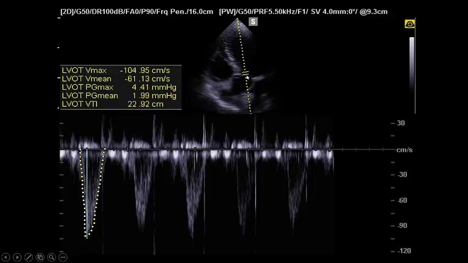And putting the pulsed wave Doppler here at the LVOT to determine the stroke volume, the LVOT VTI, which is the surrogate of the stroke volume of the patient. As you see, the LVOT VTI is 22.9, very good, super normal, and it is the surrogate of the left ventricular stroke volume. So the LVOT VTI is normal, good ejection fraction.